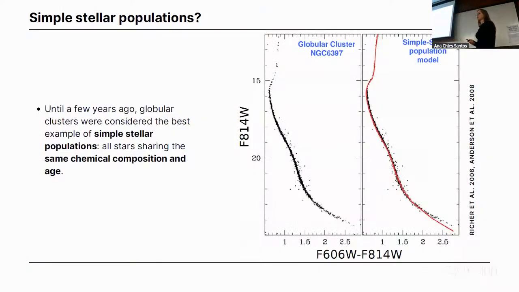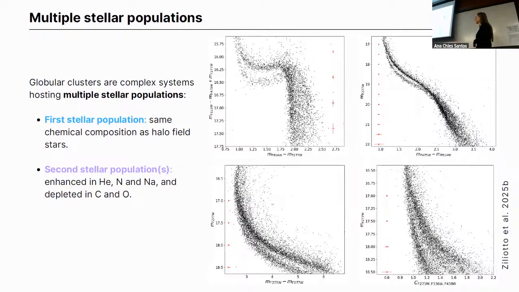Until not very long ago, globular clusters were thought to be the best example of simple stellar populations, with all stars having the same ages and the same chemical composition. So if we look into some of the color magnitude diagrams that we could make with, for example, even HST, we could see this very narrow sequence that could be easily fitted by a simple stellar population model. But nowadays, we know that using the right combination of filters, we can distinguish these different sequences that correspond to multiple stellar populations. So almost all clusters in the Milky Way contain 2 or even more stellar populations.